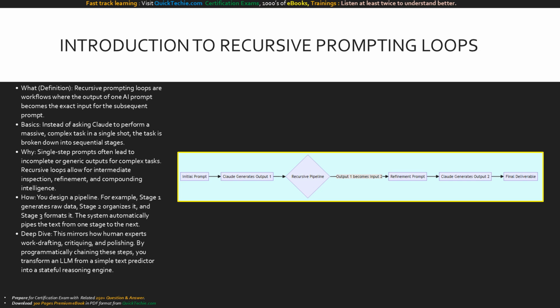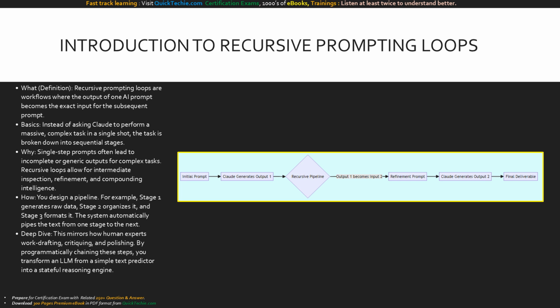In a standard workflow, you ask Claude a question, it gives you an answer, and the transaction is over. But what happens when you need to write a 50-page technical manual or analyze a massive dataset? A single prompt will fail. This is where recursive loops come in. By definition, a recursive prompting loop takes the output generated by Claude in one stage and automatically feeds it back as the input context for the next stage.